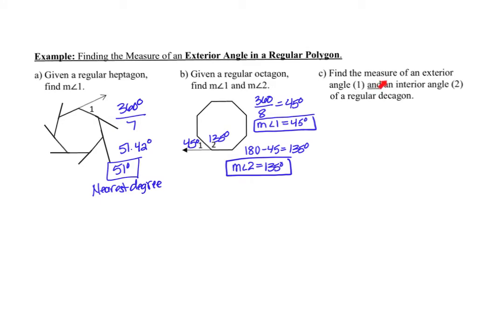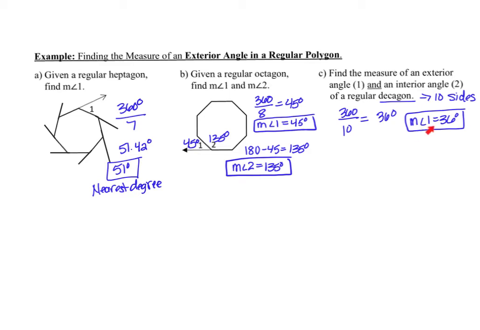Now let's find the measure of an exterior angle and an interior angle of a regular decagon. How many sides does a decagon have? A decagon has 10 sides. How would you find the measure of the exterior angle? For the exterior angle, which is angle 1, you would take 360 divided by the number of sides and get 36. So each exterior angle will be 36 degrees.